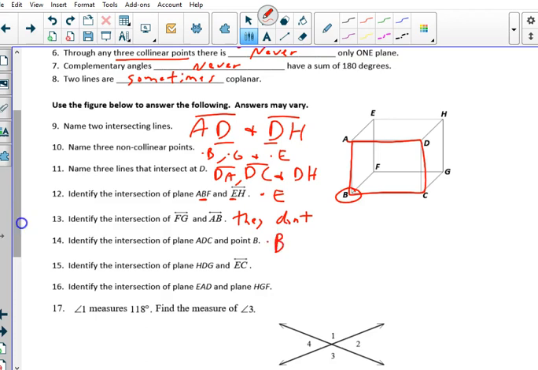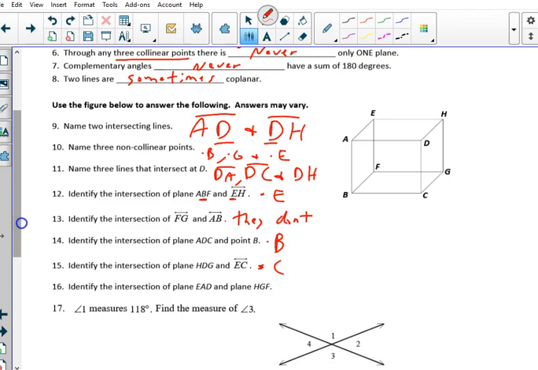Identify the intersection of plane HDG and EC. Let's see what that is. HDG, you don't have to go in order, but it's basically the right side of the box. And EC. That's a diagonal line that it's not drawn, but it is a line. We could draw a line, so it counts. So where do they meet? They meet at point C. So that was tricky for two ways, because HDG is not in order as you go around the box, and EC is not drawn, but it can be connected.